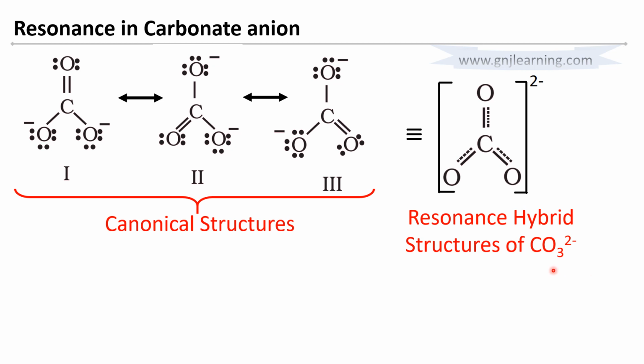So during the exam they might ask you to draw canonical structures, or they may specifically ask you to draw the hybrid structure. So depending upon the question you have to answer. You have to study both canonical structure and resonance hybrid structure. When writing the resonance hybrid structure, you are supposed to put it in a square bracket and show the double-headed arrow sign. Clear?